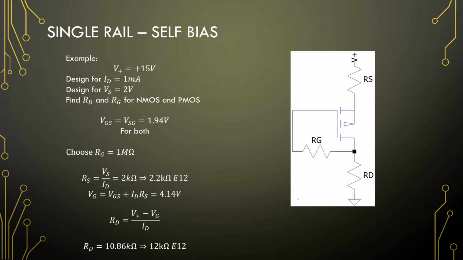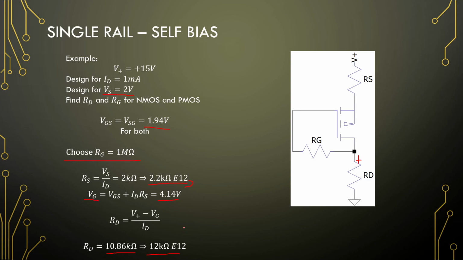Okay, so quick example. Let's take again 15 volts for our rail. Let's say we want VS to be 2 volts, so 2 volts sitting at this point right here, 1.94 volts still. Choose RG a large value, and we can find our RS directly, and that is 2 divided by 1 milliampere, and that will give us E12 of 2.2 kilo ohms or 1.8 kilo ohms, depending on which way you want to choose it. Then you can calculate your VG value, and it will be slightly higher due to this 0.2 kilo ohms right here. And from that, you can calculate your RD value. Gives you 10.86 kilo ohms, 12 kilo ohms, E12. Again, like the previous problem.